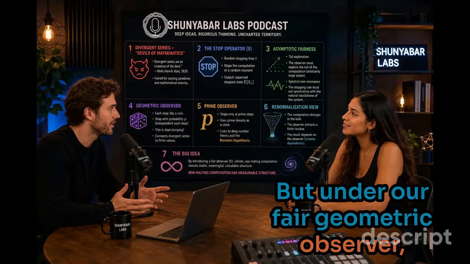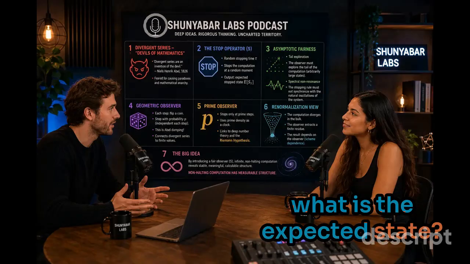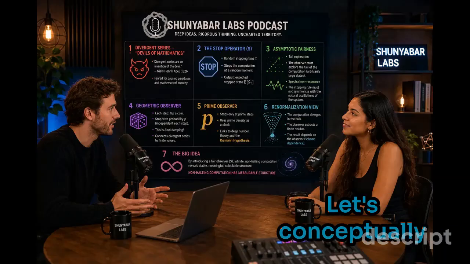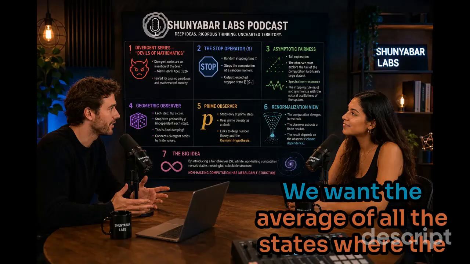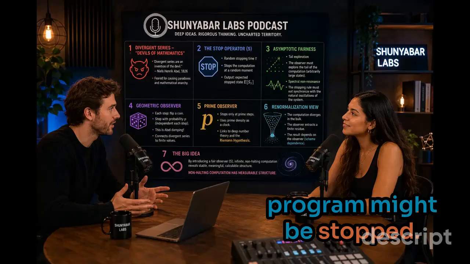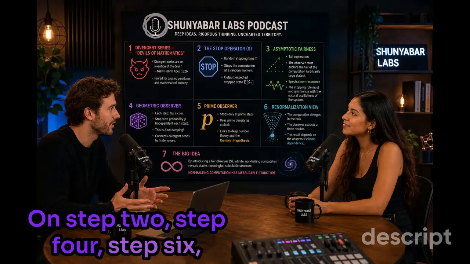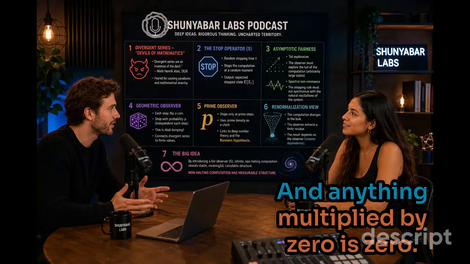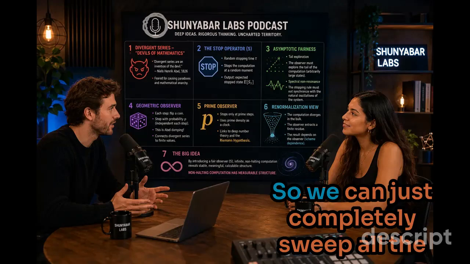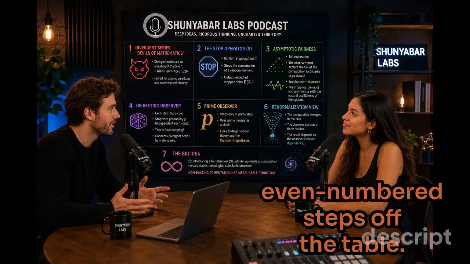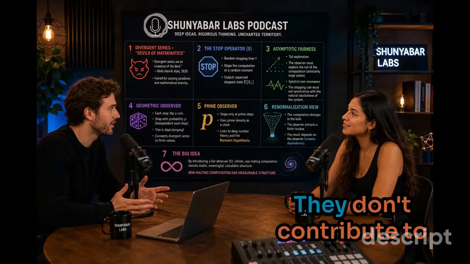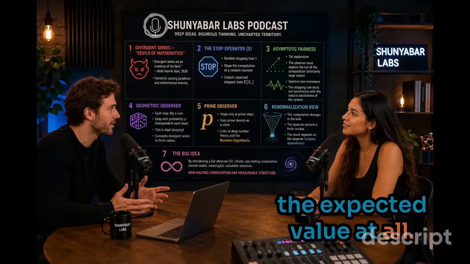But under our fair geometric observer, what is the expected state? Let's conceptually apply our coin flip. We want the average of all the states where the program might be stopped. Well, half the time the program is sitting at 0. On step 2, step 4, step 6, the state is 0. And anything multiplied by 0 is 0. So we can just completely sweep all the even-numbered steps off the table. They don't contribute to the expected value at all. Exactly.